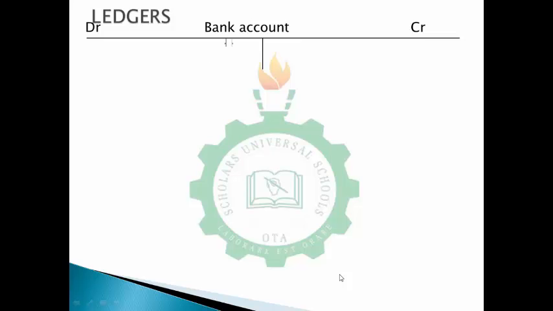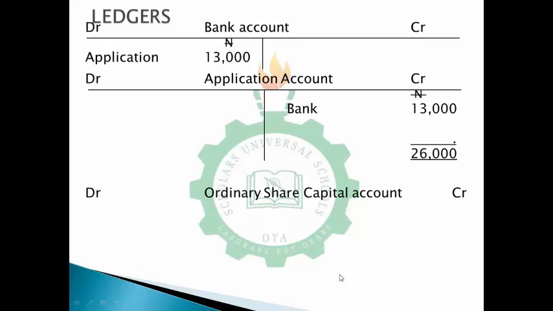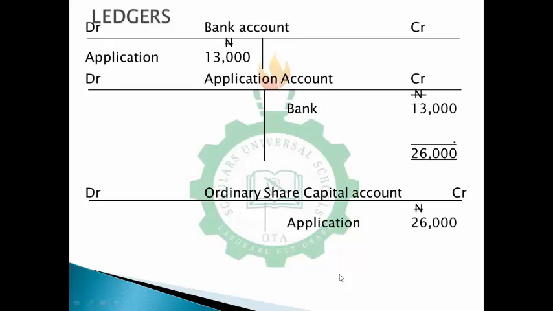Of course, the corresponding credit entry will go to your application account, 13,000 naira. Then the next is your ordinary share capital account. You are giving out 2 naira, 13,000 shares, which is 26,000. You credit 26,000. Then the corresponding debit would go to your application account.